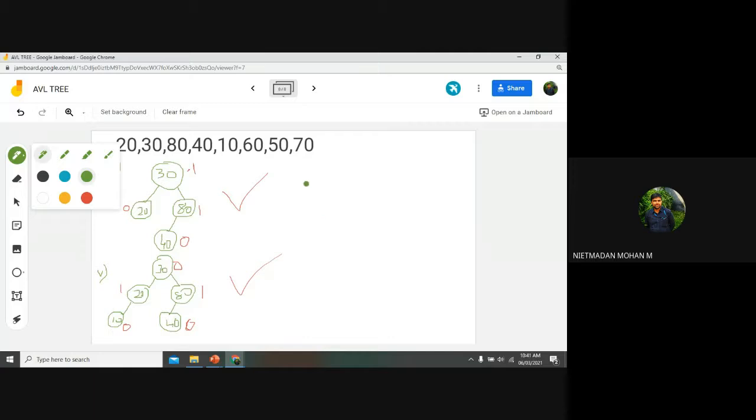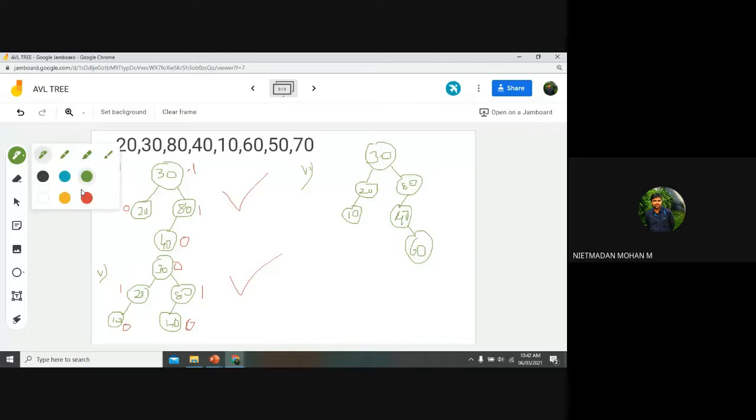Now coming to the one that is not satisfying, the sixth one. We have 30, 20, 10, 80, 40. The next value is 60, on the right of 40. How will it come on the right of 40? You want to insert the greater number on the right-hand side, right? 60 is greater than 40, so it goes to the right of 40.